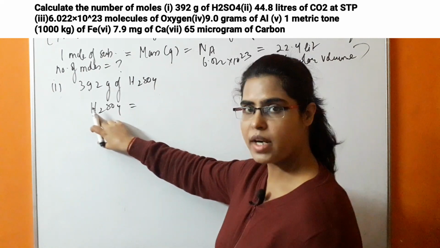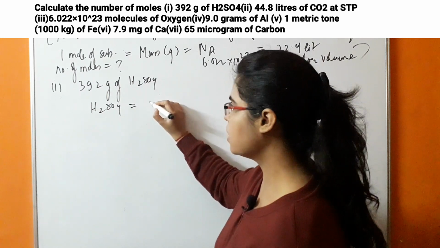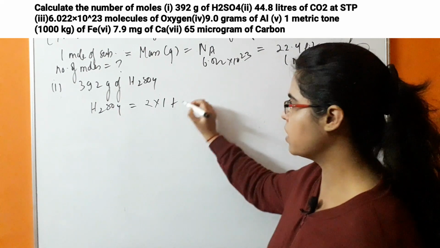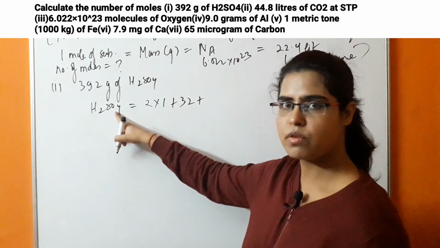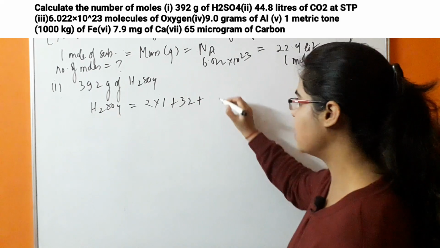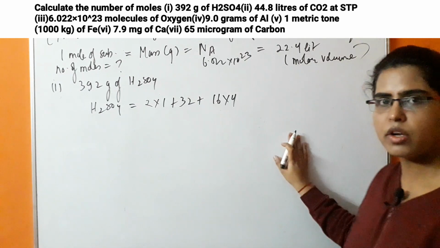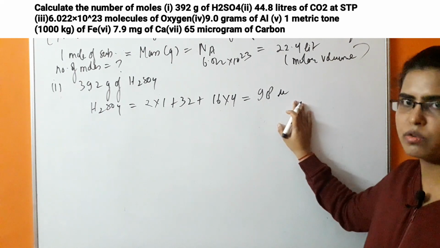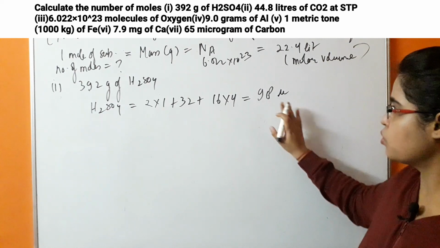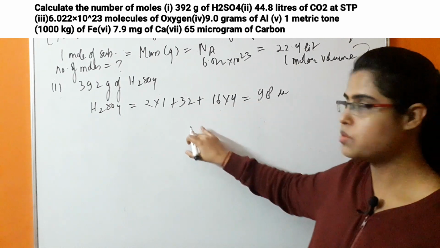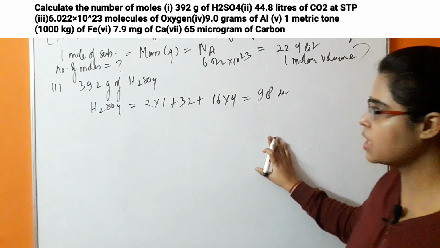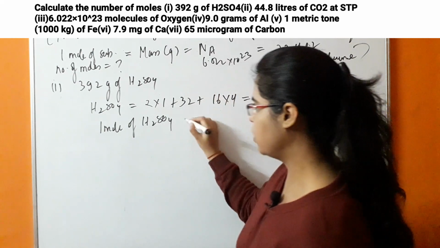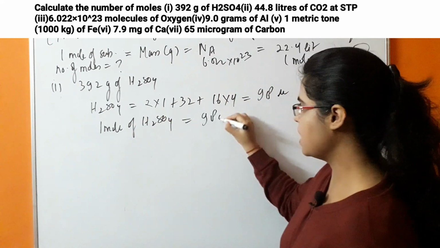In this case, there are 2 atoms of hydrogen. A single atom of hydrogen is having 1 atomic mass. So 2 into 1 plus sulfur is having mass 32, and there are 4 atoms of oxygen, and a single atom of oxygen is having mass 16, so 16 into 4. So the molecular mass, after calculation, is 98 U, which is unified mass, or we can also represent it as AMU. This mass will be represented in grams when we are applying mole concept. So what is happening in this case? 1 mole of H2SO4 is having mass 98 grams.